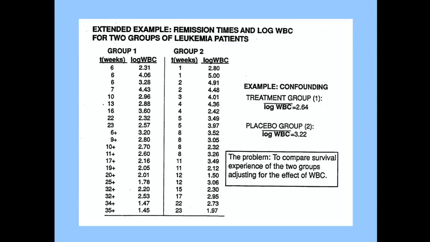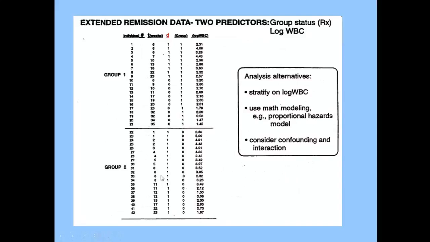How do we control for variables? Well, one way we do it is we stratify. We could basically look at a high log white blood cell count and low log white blood cell count and compare the 2 groups for different strata. Or we can use a model where log white blood cell count is a variable in the model. Okay, now here's what I'm going to do. I'm going to go from this thing to the following thing. Now, by the way, this is all the data for group 1 and group 2 together.